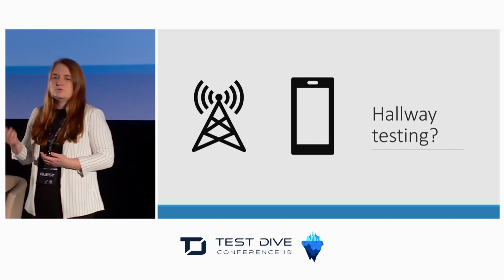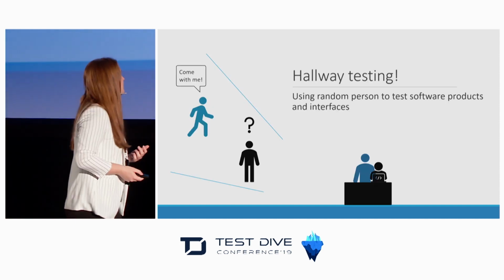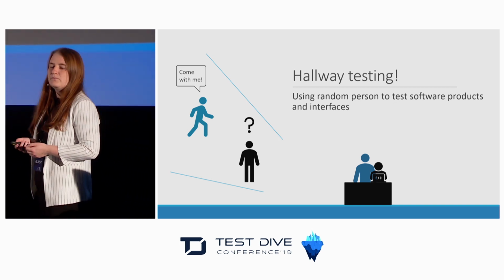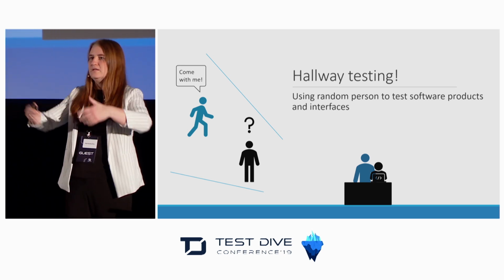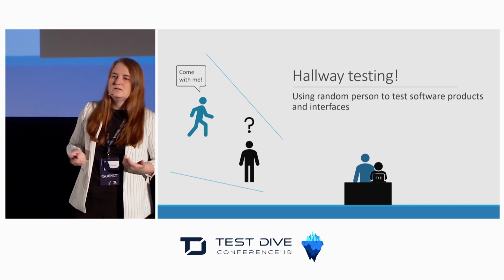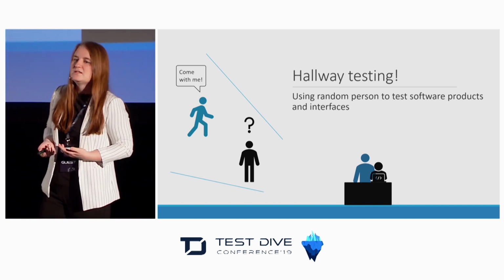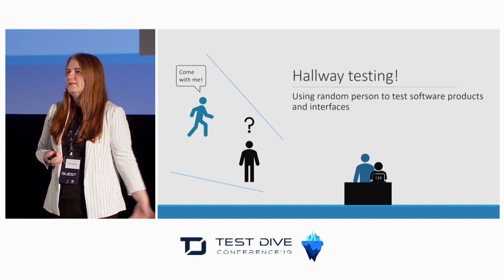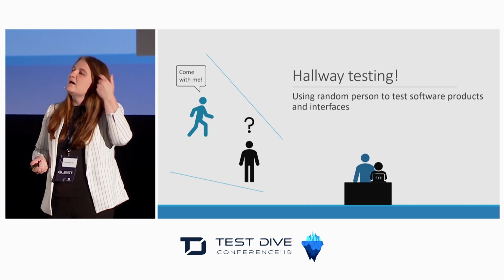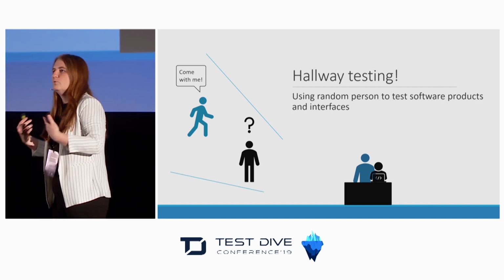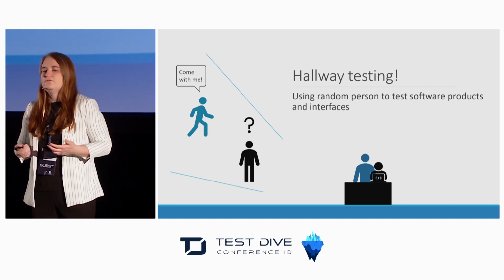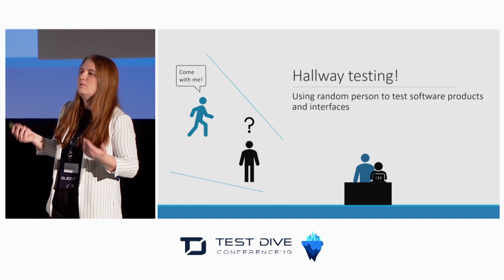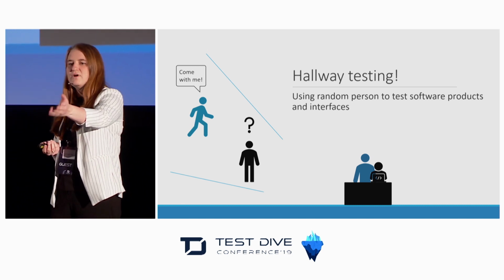It has everything to do with usability testing. So hallway testing, in a big shortcut, is using a random person to test software products and interfaces. So basically you grab a random person in the corridor of your office, tell him or her, come with me. You sit him or her down in front of your app, your program or whatever you want to test, and ask him or her to perform some basic tasks like, if you are testing a mobile app to buy groceries, you just ask, hey, try to buy groceries over my app.